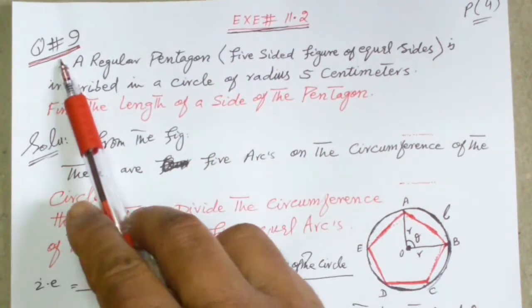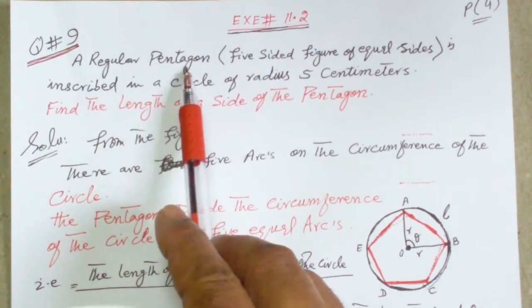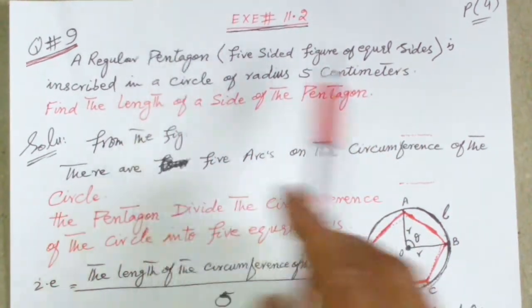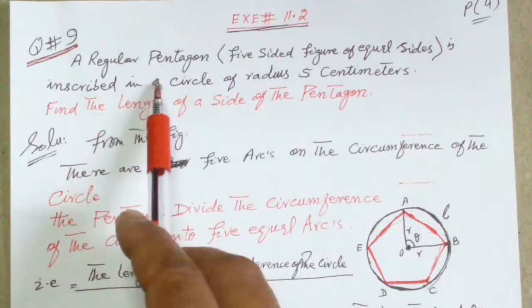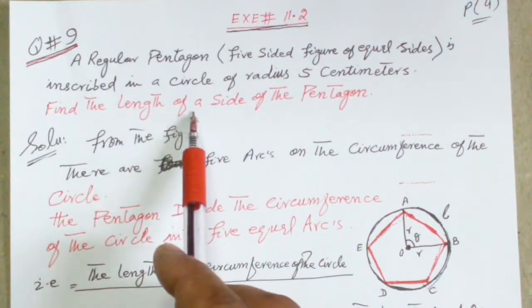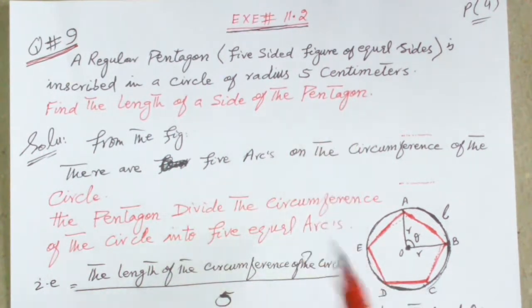Exercise 11.2, question number 9. A regular pentagon, a five-sided figure of equal sides, is inscribed in a circle of radius 5 centimeter. Find the length of the side of the pentagon.